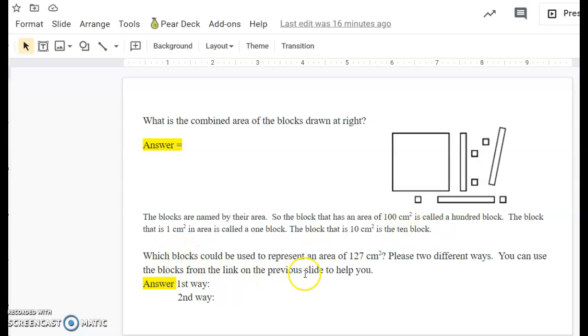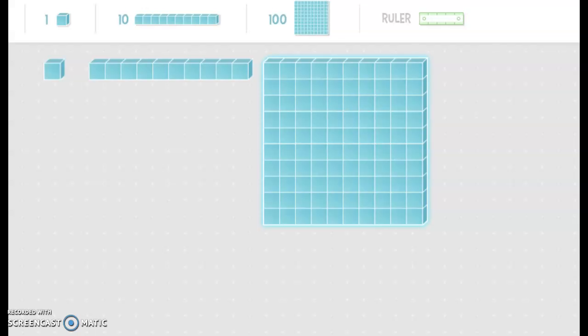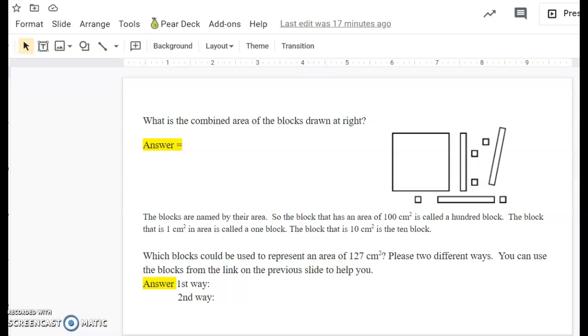Which blocks could be used to represent an area of 127 centimeters squared? Please give 2 different ways. You can use these base 10 blocks to help you find that. So if you want to use 127 of them, you need to figure out 2 ways that you could represent 127 centimeters squared using these base 10 blocks.